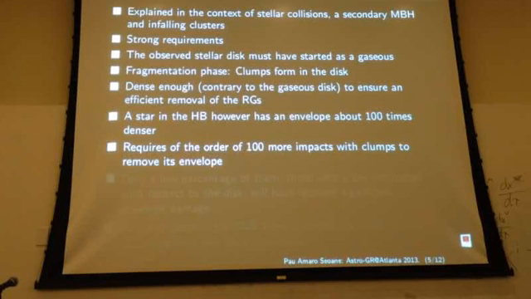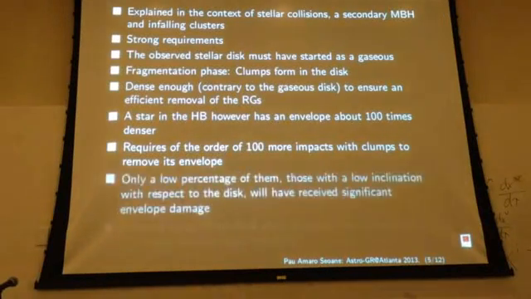The thing is that you expect the red giant to be hitting the disk again and again, and you calculate the probability that it hits clumps of highly concentrated gas, and this will efficiently remove the envelope of the red giant. If you're talking about horizontal branch stars, however, you require 100 more impacts with clumps to efficiently remove the envelope, so we expect that only a low percentage of them, those with a relatively low inclination with respect to the gaseous disk, will have accumulated a significant number of hits, and therefore important envelope damage.